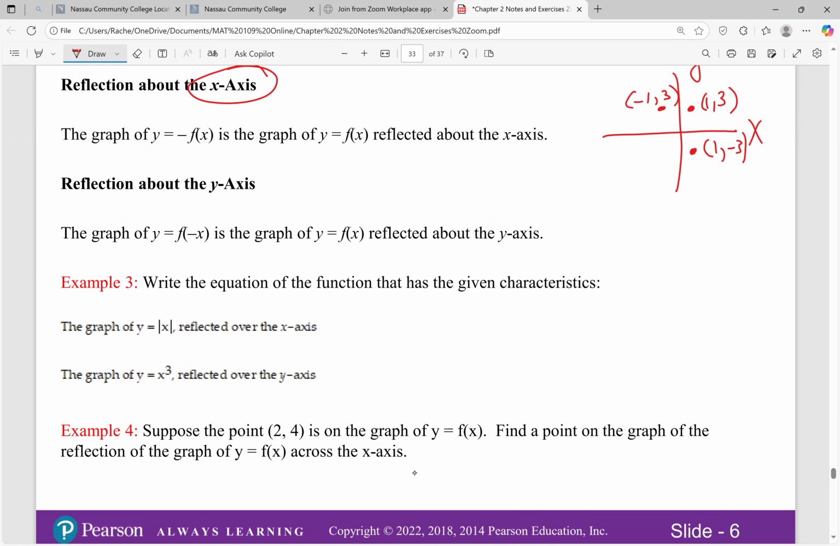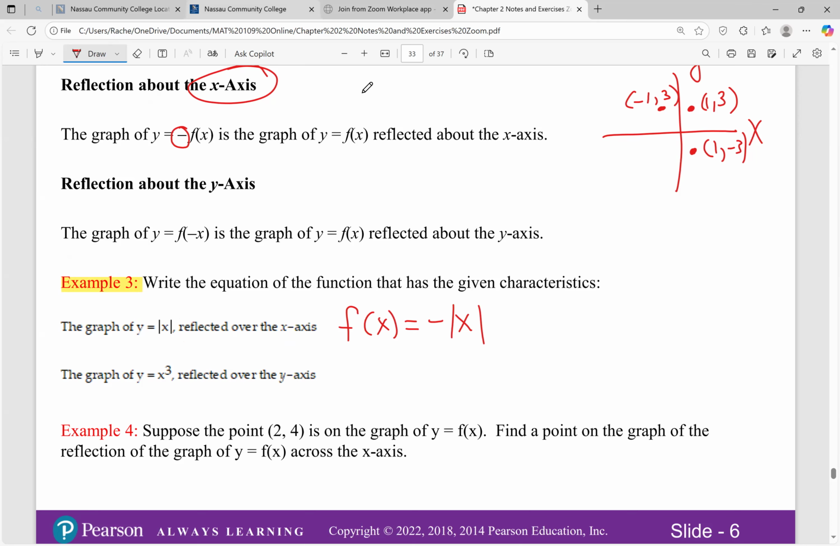So let's look at example 3. Write the equation of the function that has the given characteristics. So the graph of y equals absolute value of x, and we want to reflect it over the x-axis. So remember, if we're going to reflect over the x-axis, we're negating the y values. We're negating the function. So my function is going to be equal to negative absolute value of x, because we're reflecting over the x-axis.